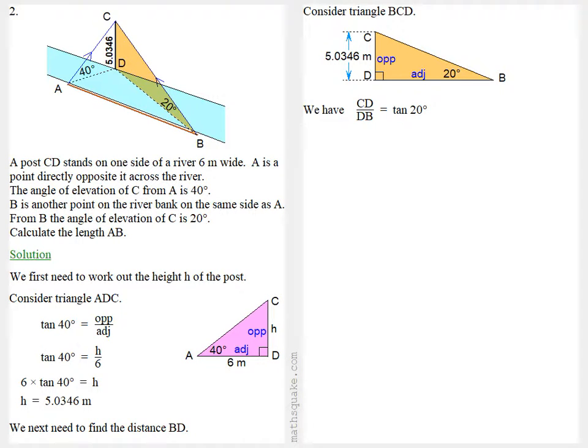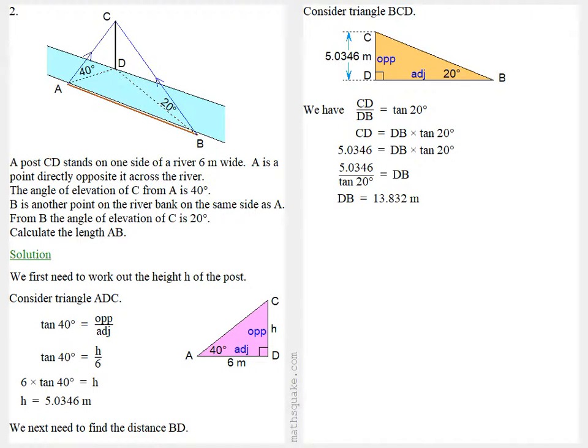So the tangent of 20 degrees is CD over DB, which means that CD is equal to DB times tan 20 degrees. Now CD is 5.0346. So 5.0346 equals DB times tan 20, and if we divide by tan 20, we get 5.0346 over tan 20 is equal to DB. Now we can work that out on a calculator, and we find DB is equal to 13.832 meters.